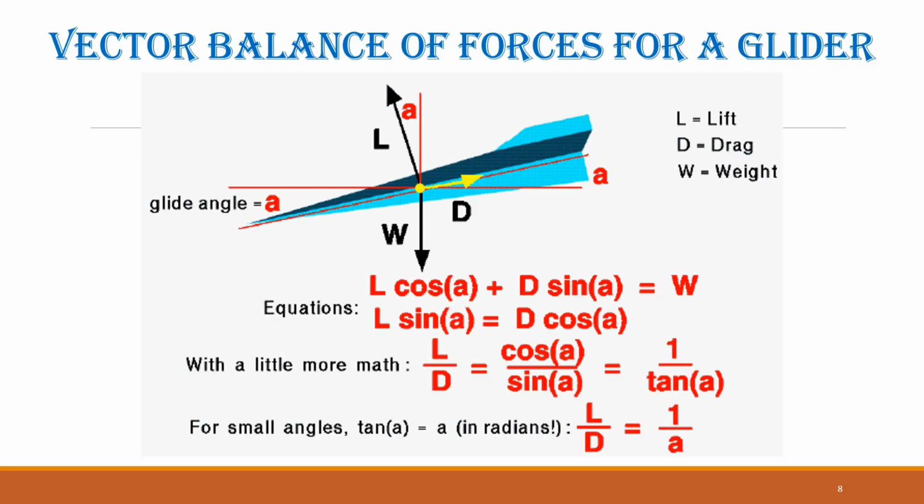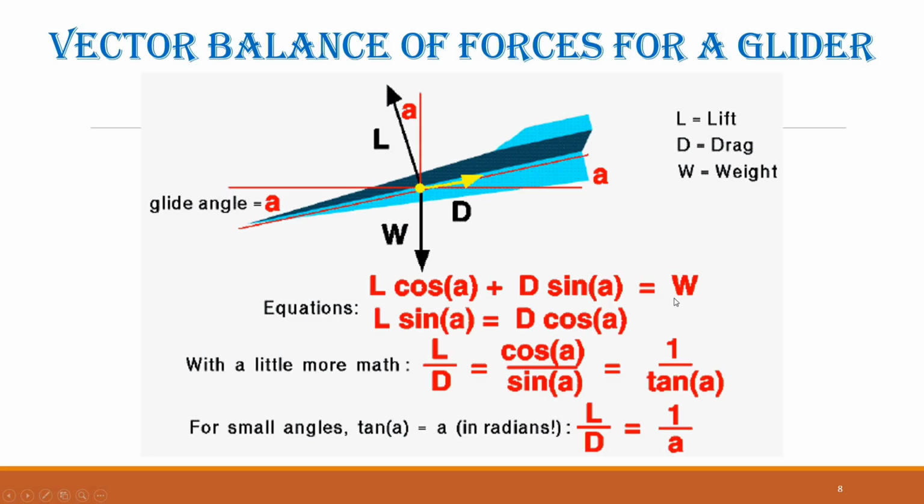When the glider is not accelerating, its forces must balance. In the vertical direction, the total upward force must equal the total downward force, so the weight equals the vertical components of lift and drag. This gives the relationship: weight equals lift times the cosine of the glide angle plus drag times the sine of the glide angle.